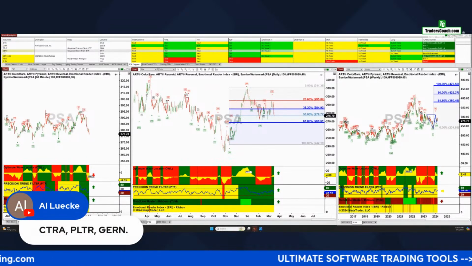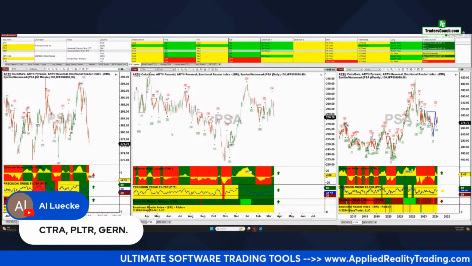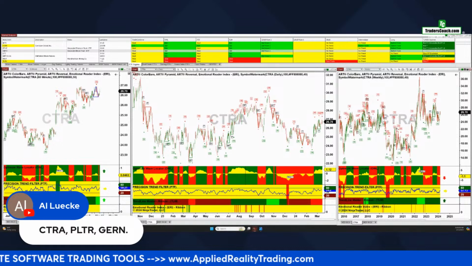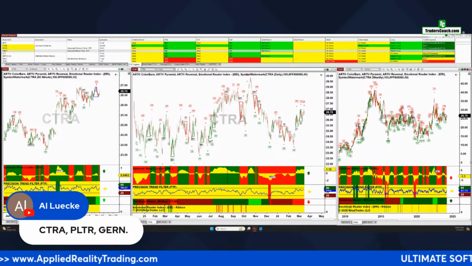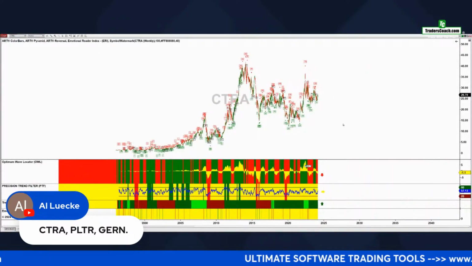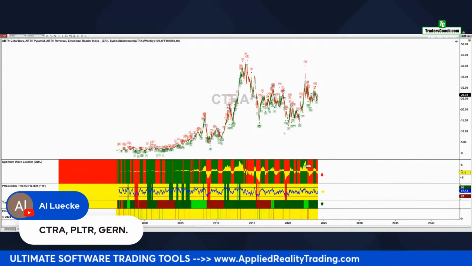We're back with CTRA. Let's take a look at that one. Again, I don't know if you're long or thinking about going into this. This is perking up a little bit. It's kind of a messy chart, so let's open this up and see what's really cooking here. We had a double bottom here, almost a triple bottom, so that's a good sign.